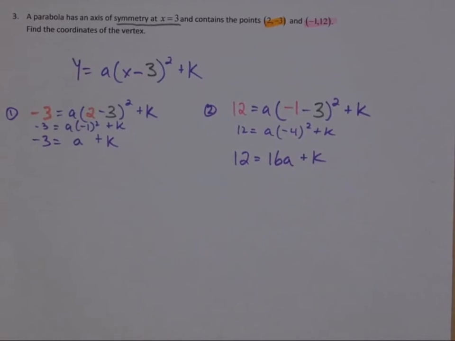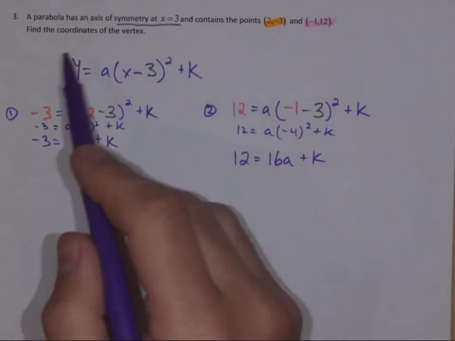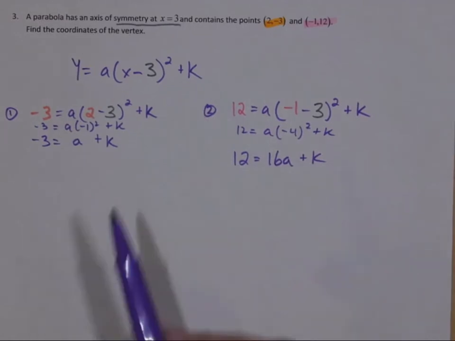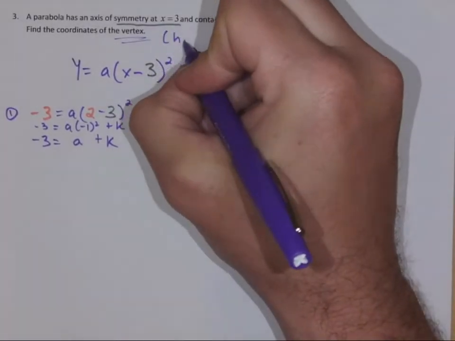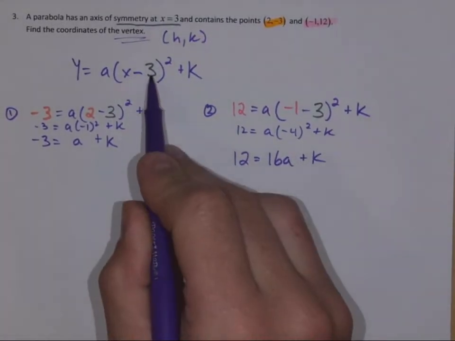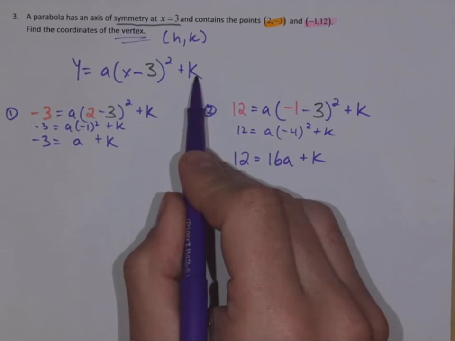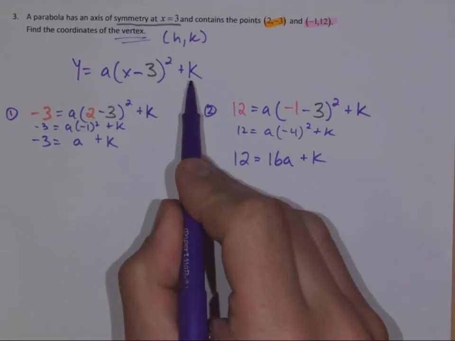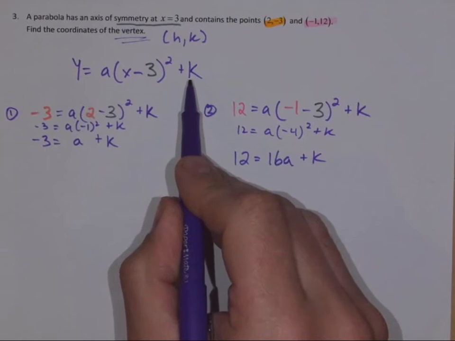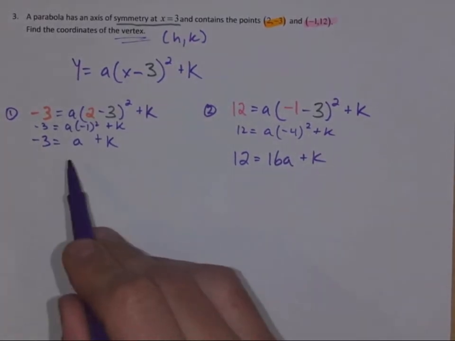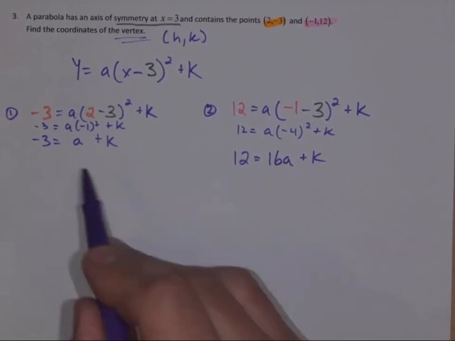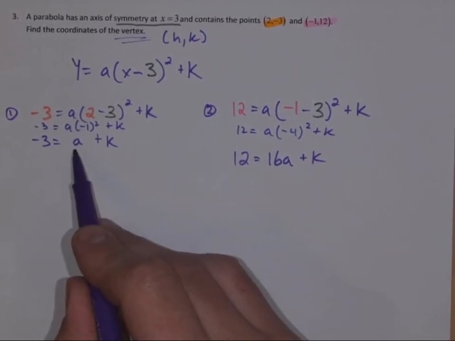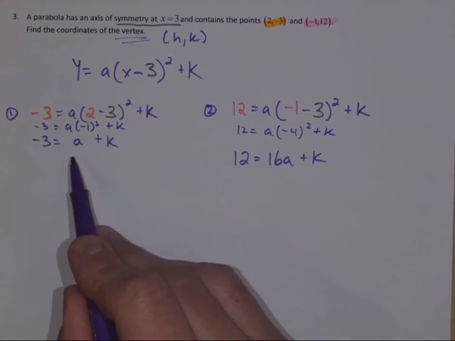Now, the question didn't ask to find the equation of a parabola, so I don't need to find both a and k. It asks strictly for the vertex. Remember that the vertex is the values h and k. We have an h, we need a k. So if we need to solve only for k, then let's rearrange one of these and get a by itself. Or let's eliminate a. Well, a is already by itself there, so let's get it by itself.